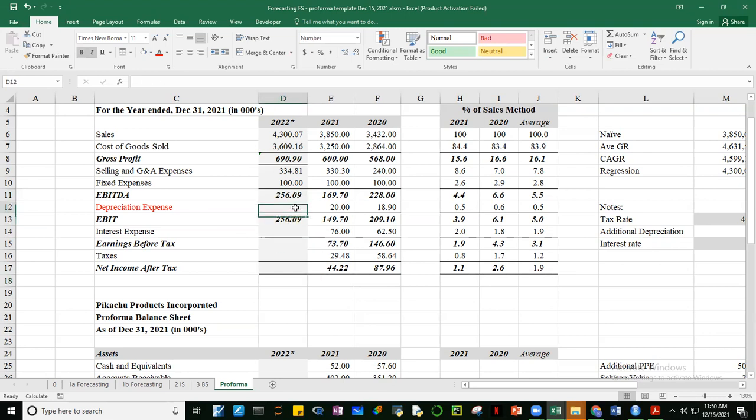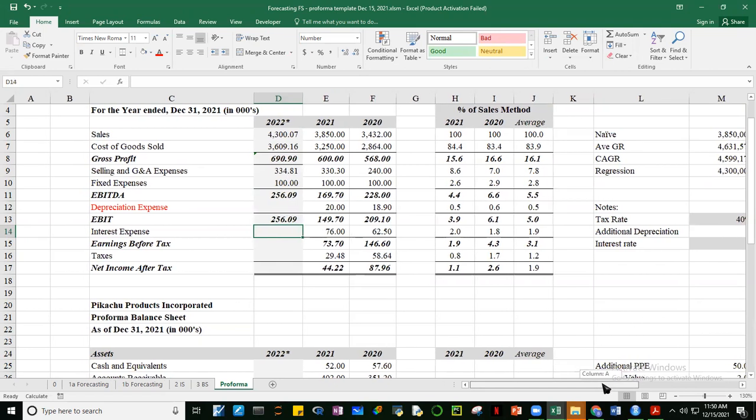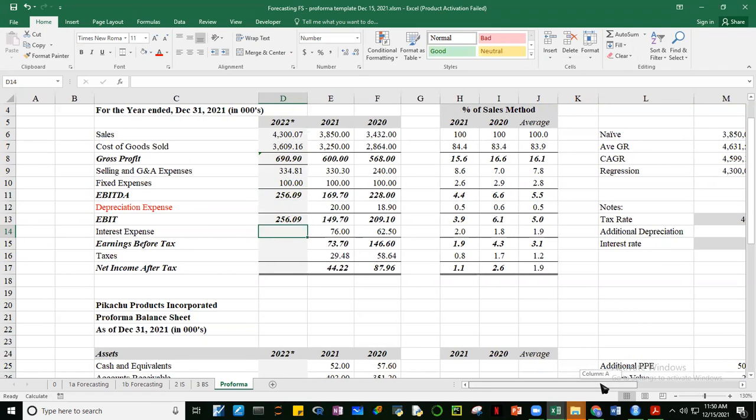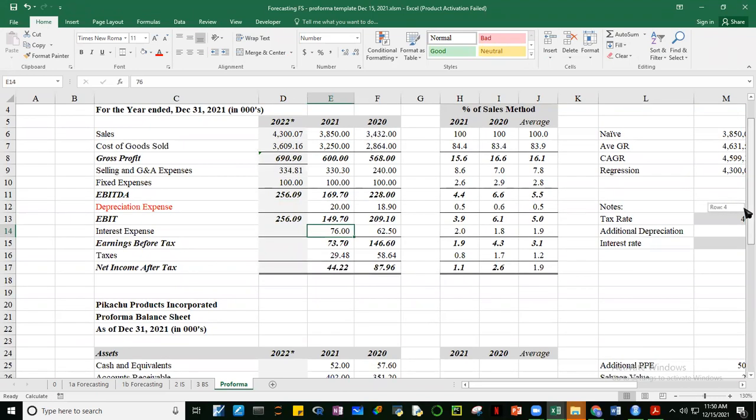Pareho pa lang kasi wala pa tayong depreciation expense. Okay, interest expense, ano naman to? Interest expense. Okay, we can approximate the interest expense. Let's take a look at the interest expense from 2021. Okay, noong 2021 guys, ang interest expense natin 76. Pero saan nanggaling yung interest expense?